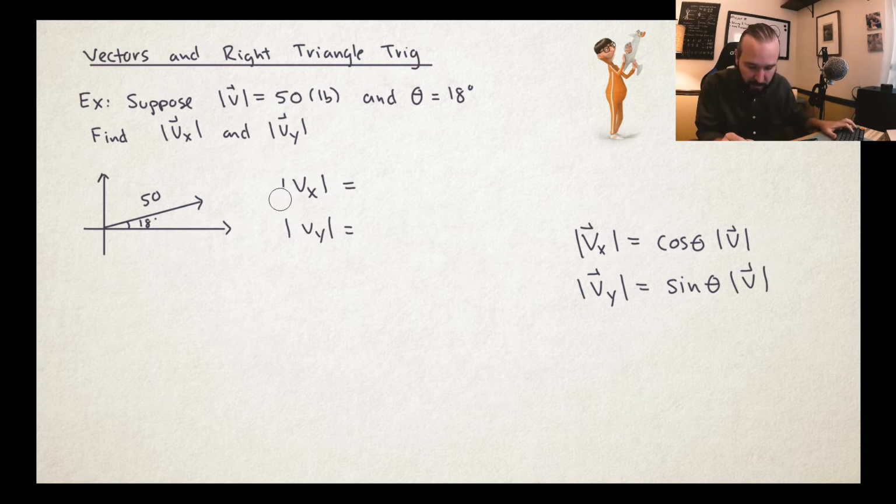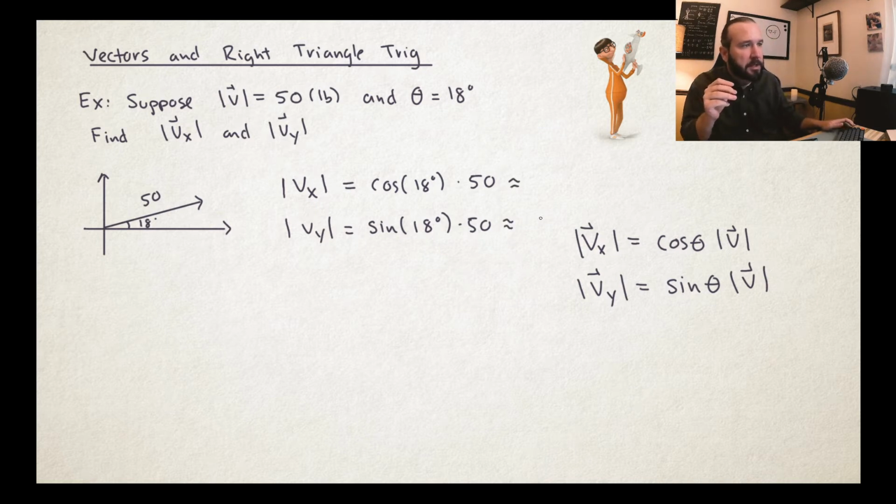So I'm just using this formula right here. The magnitude of v sub x is cosine theta times the magnitude of v. So this is going to be the cosine of 18 degrees times the magnitude of v, which is 50. And then for the vertical component, I'll get the sine of 18 degrees times 50. And then I'm just going to use my calculator to approximate this. Round your answer to 2 decimal places.